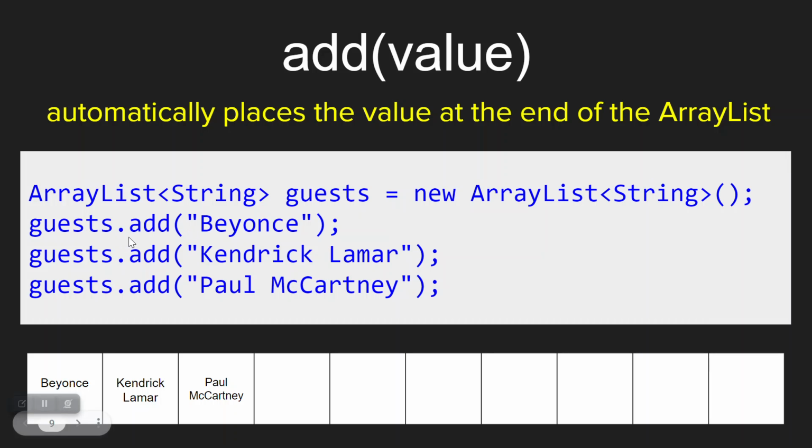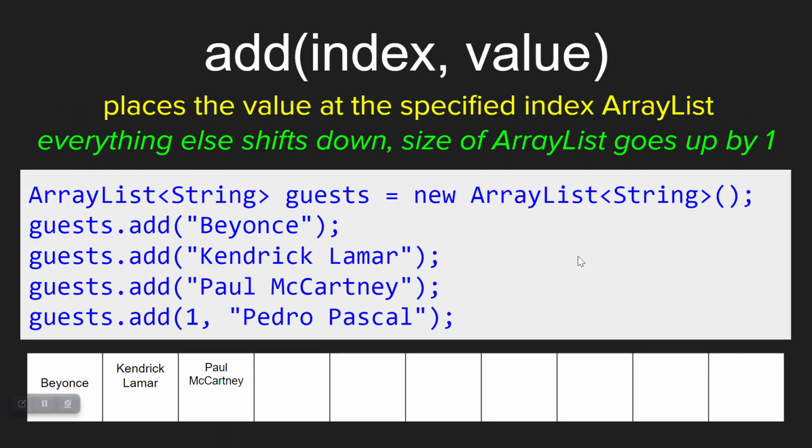And now here we are, guests.add. Of course, Beyonce is going to be first on that list, so here she is at index 0 in the first position. Guests.add Kendrick Lamar would come next, and so here we have him at index 1. And then guests.add Paul McCartney is going to put him right over here at index 2. And there you go. So guests.add is a super easy one. No matter how short or long the ArrayList is, anytime you call the add method, it just puts that value at the end of the list no matter what.